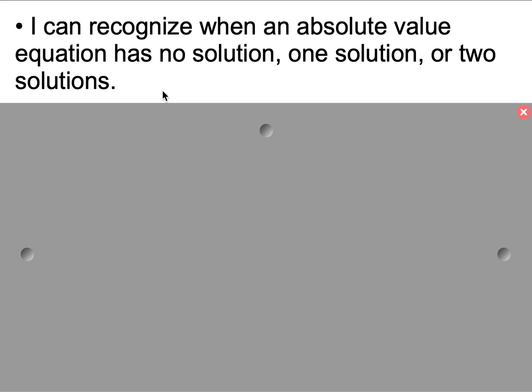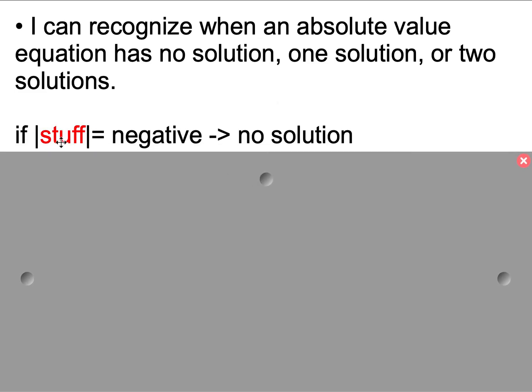Now in your notes, you can recognize when an absolute value equation has no solution, one solution, or two solutions. With this, there are 4 options that you'd end up with. If the absolute value of stuff equals a negative number, you will get no solution. I encourage the teacher to pause as we move through this to allow students to write it down.